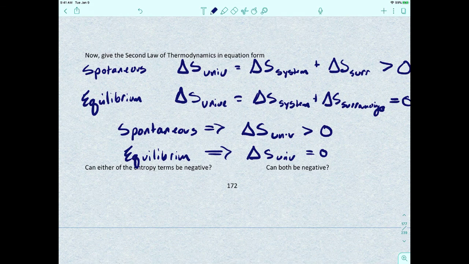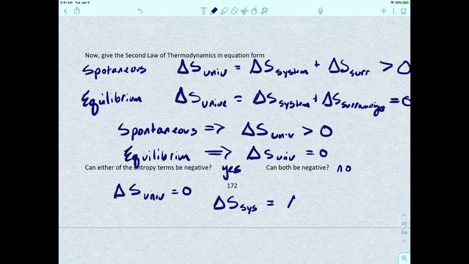Now, can either of these terms be negative? Sure can, yes. Can both of these be negative? No. So what can we say about the signs of the two terms if we're at equilibrium and the change in entropy for the universe is equal to 0? If that's the case, then the change in entropy of the system has to be equal to the negative change in entropy of the surroundings. And vice versa. The change in entropy for the surroundings has to be equal to the negative change in entropy of the system. Just like what we saw for the first law of thermodynamics.